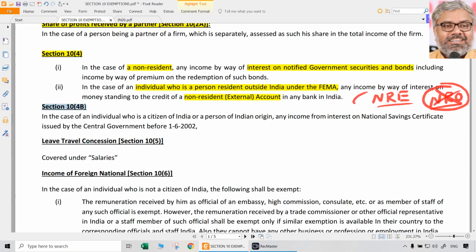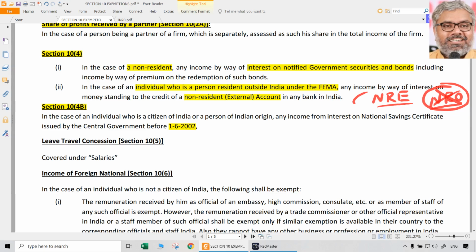Then 10(4)(b), not actually much required, but still, if any individual is a citizen of India or a person of Indian origin, income from interest on national savings certificates issued by the government before 1/6/2002. We are talking about almost 18 years back. Then there was a provision like that. Most of them would have been already redeemed also, but still this provision is there, so just leave it there. Nothing much special about it, because it's a very outdated old national savings certificate we are talking about.